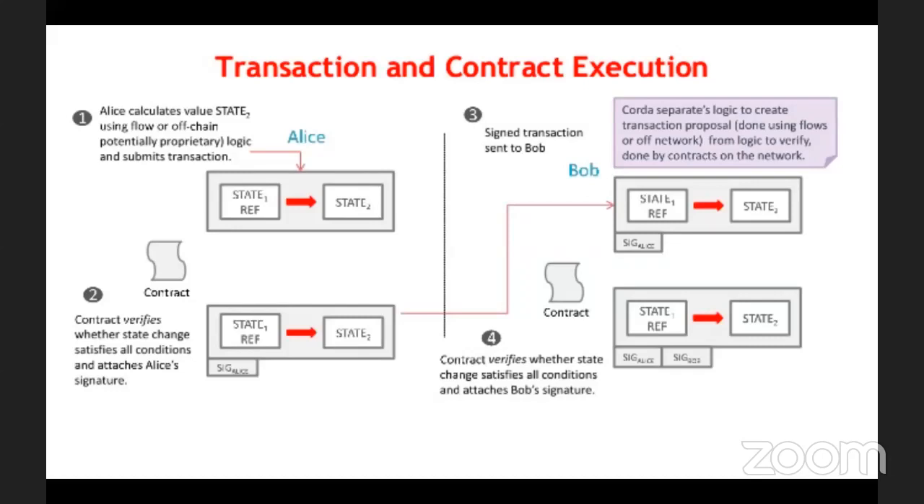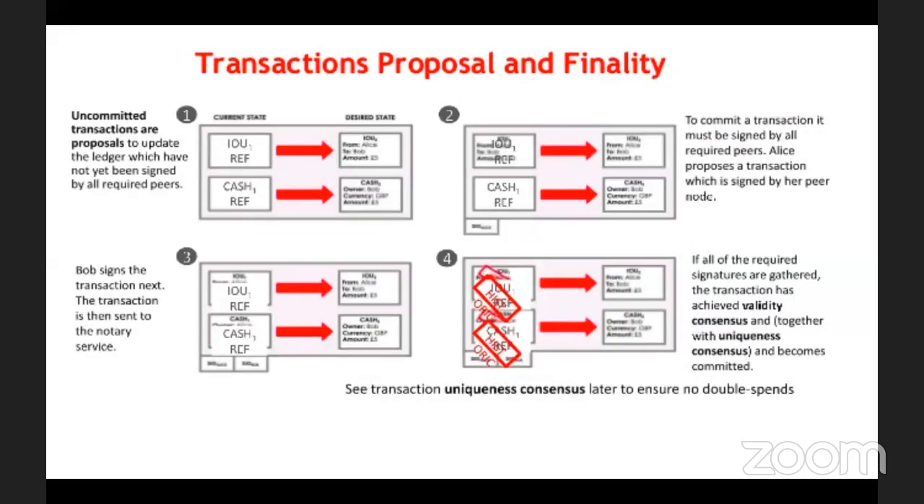You can have separate logic to create the proposal. You can collect as many signatures as you want using the Flow framework, and the contract verifies the state change. So we have seen the transaction proposal and the finality flow. Uncommitted transactions are proposals to update the ledger, and to commit a transaction, it must be signed by all the peers.